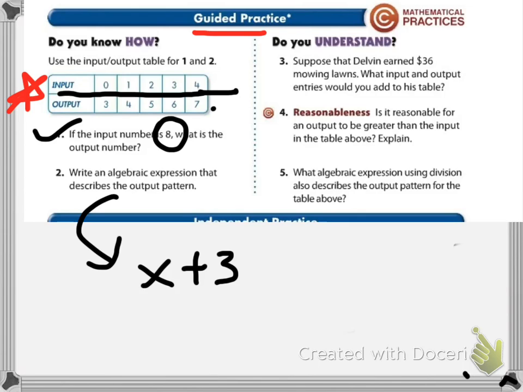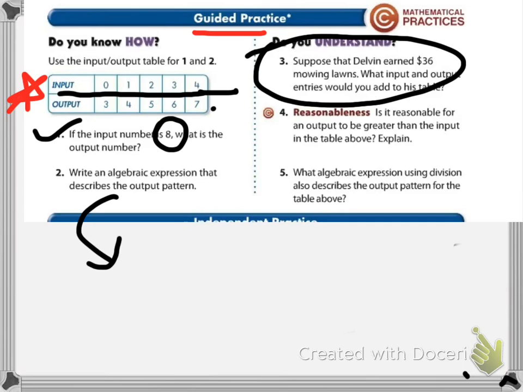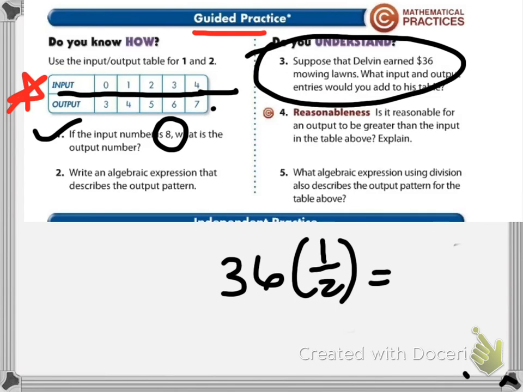Now in number 3 it says, suppose that Devin earned $36 mowing lawns. What input and output entries would you add to this table? That's from the one that we did earlier. So remember, we would divide, remember savings for number 3. If he saved, it was half of what he made. So if he made $36 and he is saving half of it, what is the input and output to add to this table?